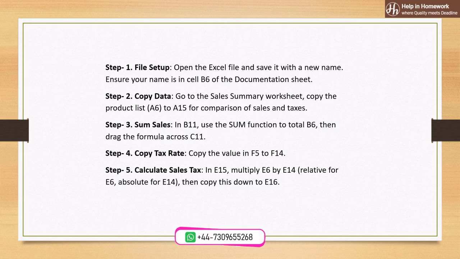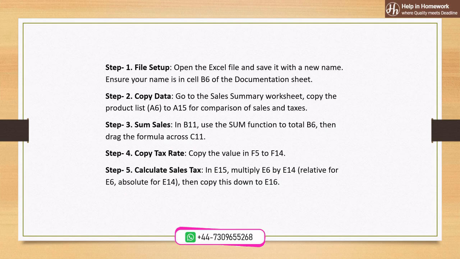Step 1. File Setup. Open the Excel file and save it with a new name. Ensure your name is in cell B6 of the documentation sheet. Step 2. Copy data. Go to the Sales Summary worksheet, copy the product list, A6 to A15, for comparison of sales and taxes.